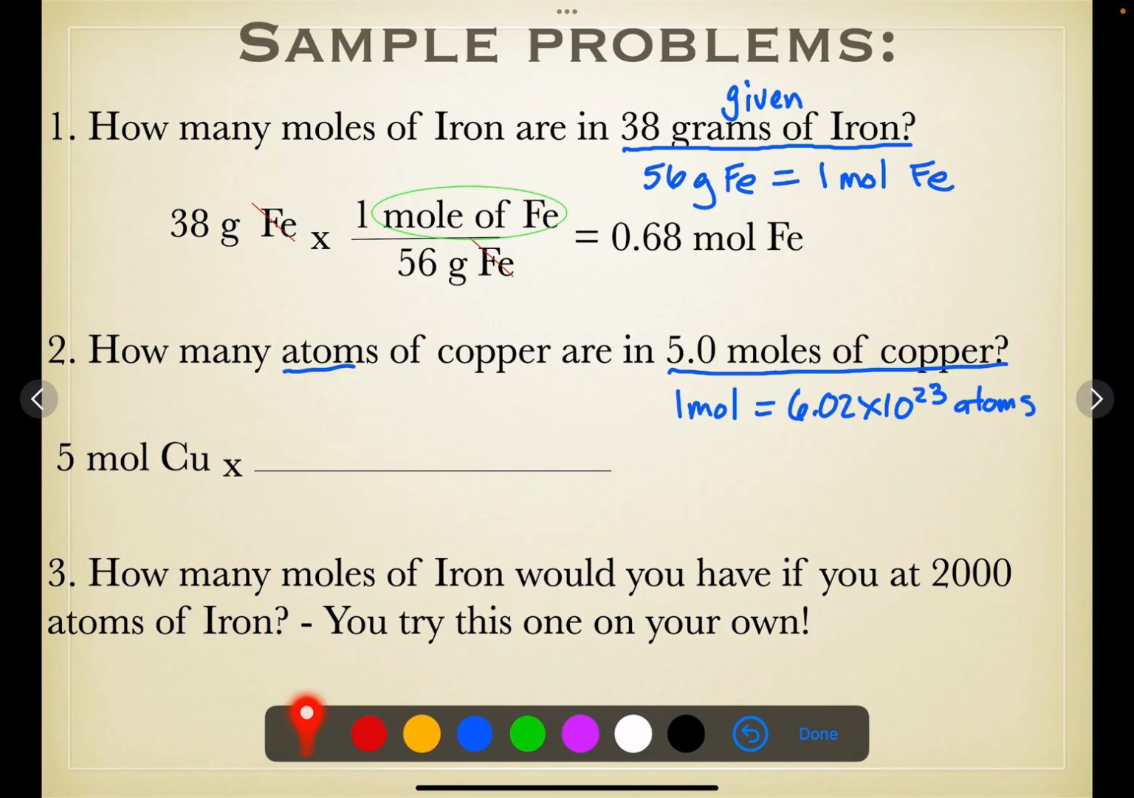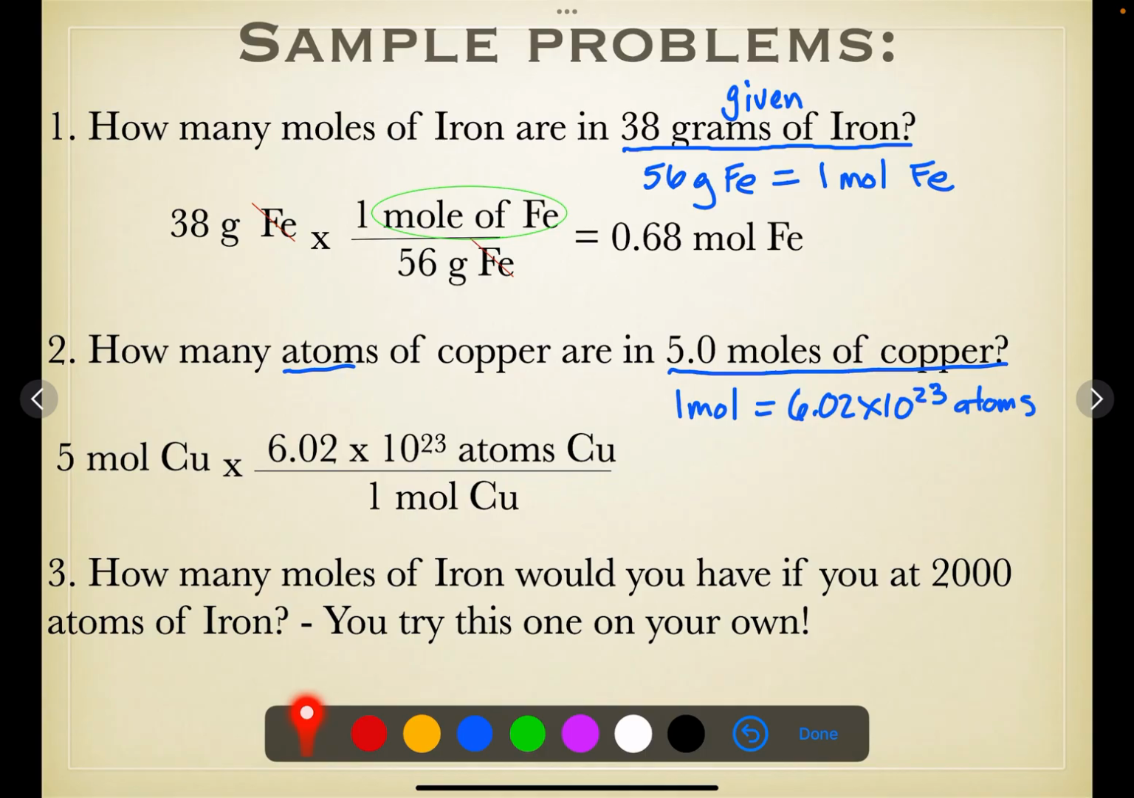And we use our equivalency. 1 mole is the same as this number, 6.02 times 10 to the 23rd atoms. And now you decide what's going to go on top and what's going to go on bottom. So 5 moles of copper tells us we need to have moles here on the bottom. So we're going to put 1 mole on the bottom, and Avogadro's number, 6.02 times 10 to the 23rd atoms of copper, on top.